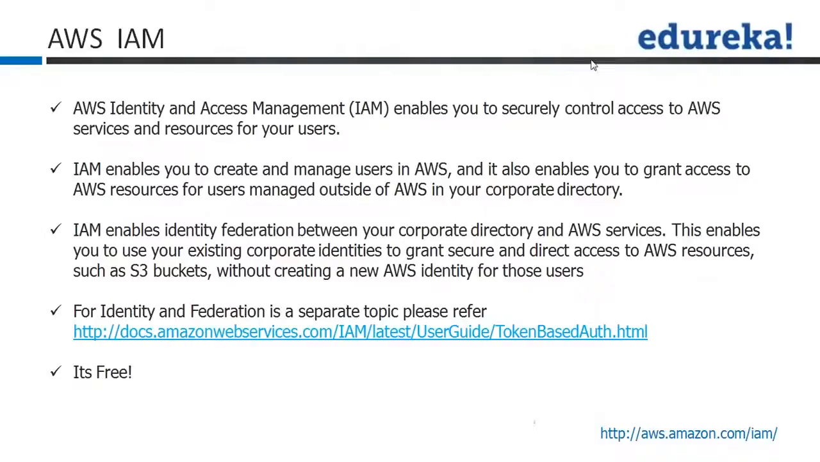AWS IAM allows users to securely control access to AWS services and resources. We mentioned it is only for Amazon services and resources, not for anything else. It will allow you to create and manage users, and also enables you to grant access to AWS resources as per the requirement. It also enables identity federation between your corporate directory and AWS services, which allows you to use your existing corporate identity. So in this case also you don't need to create separate IAM users. Instead you can use your corporate identities and grant access to the users.